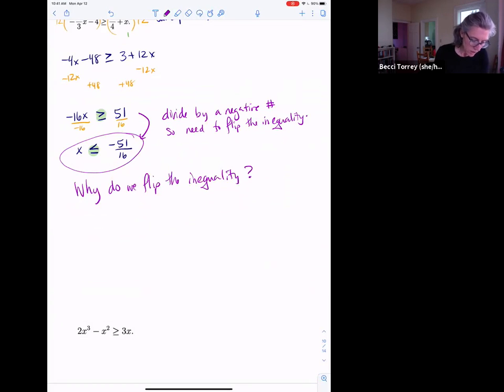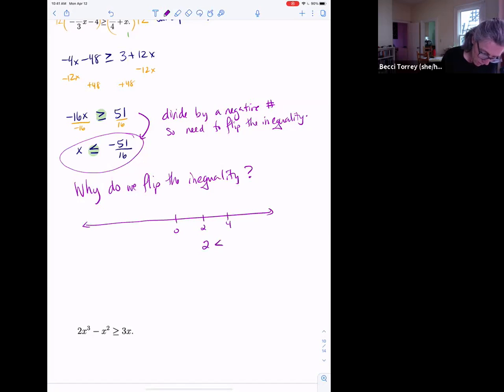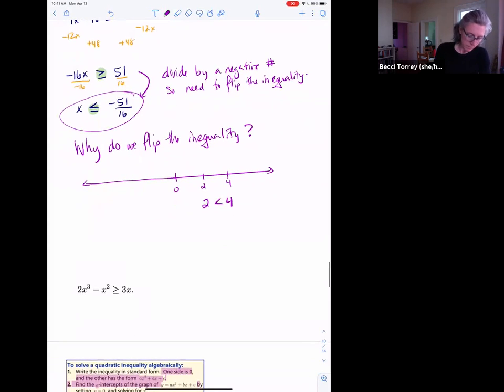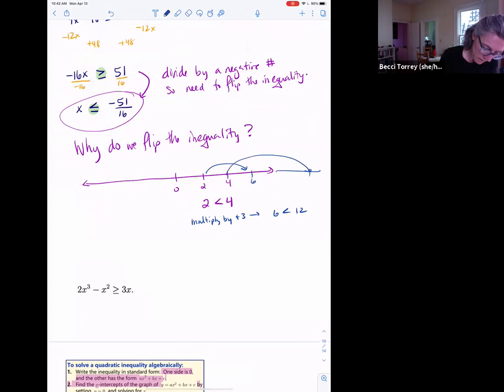So here's what happens. I'm going to put this up on a number line. Here's 0, here's 2, and here's 4. I think we can all agree that 2 is less than 4, right? If I multiply by a positive number, like 3, I get 6 is less than 12, right? They get bigger. My 2 goes up to 6, and my 4 goes up to 12. And so still, 6 is less than 12. They maintain that same relationship.